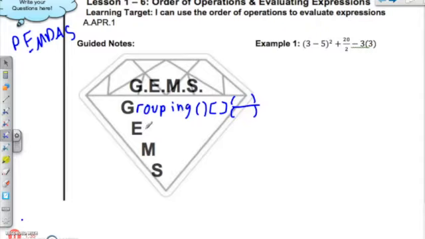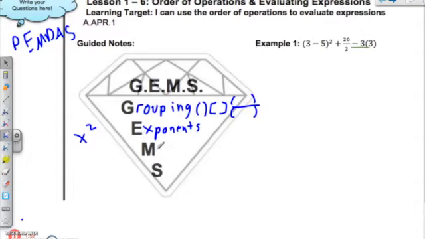The E is going to stand for exponents. Those are those little numbers that rise above the other ones. For example, if you had x squared, the 2 there would be the exponent. Once you're done taking care of the grouping, you're going to move on to the exponents. Do any of the problem that has an exponent in it.